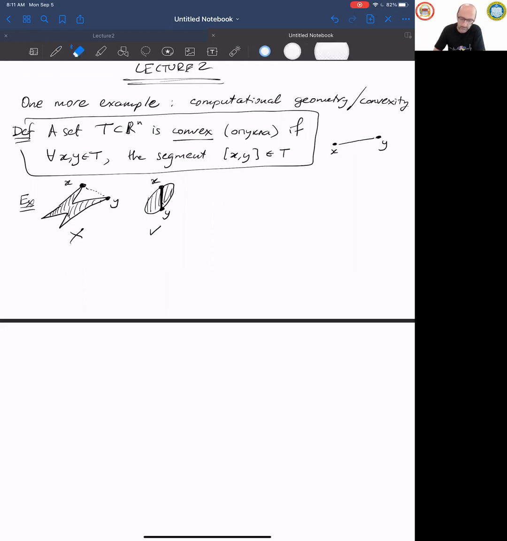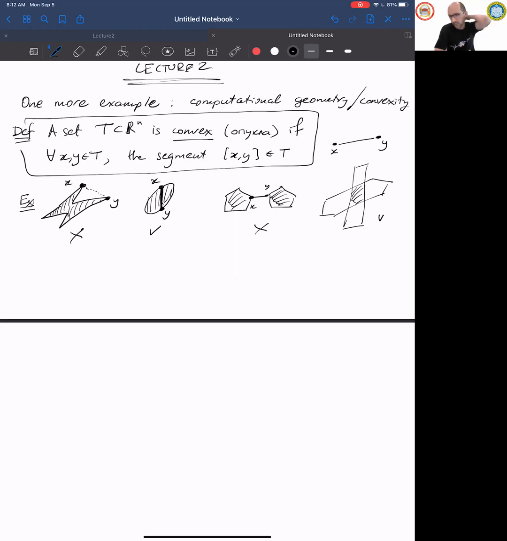What else? If you take two convex sets and join them together like this, just take the union of two sets, not good, not convex, because this is x, this is y, outside, so bad situation. However, if you take two convex sets and intersect them like this, that will be convex. So unions are not good, intersections are good. Good, okay.